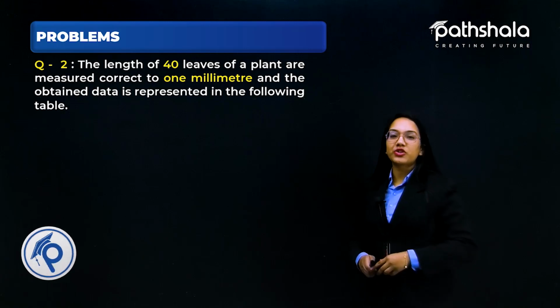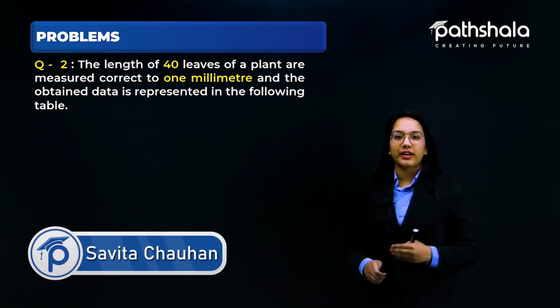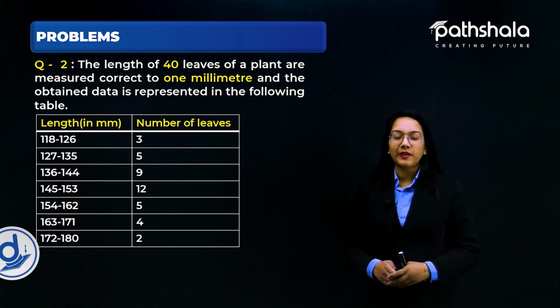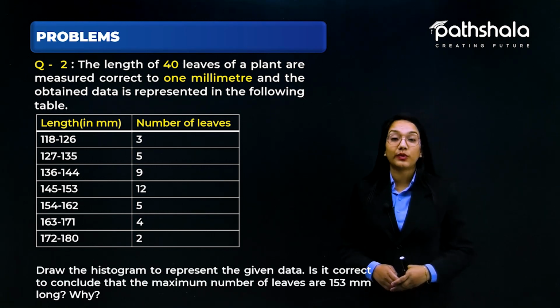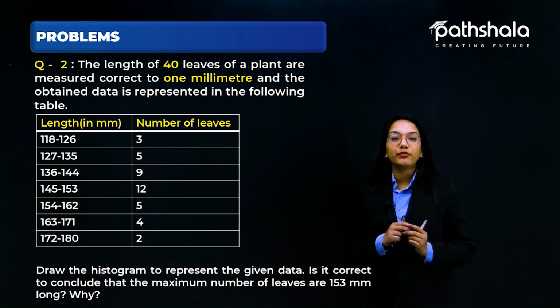Let's just see the next question. Question number 2, which says the lengths of the 40 leaves of a plant are measured correct to 1 millimeter, and the data obtained is represented in this particular table. Draw the histogram to represent the given data. Is it correct to conclude that the maximum number of the leaves are 153 mm long, and why?